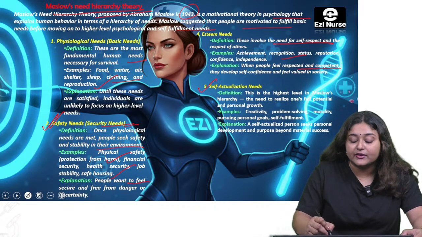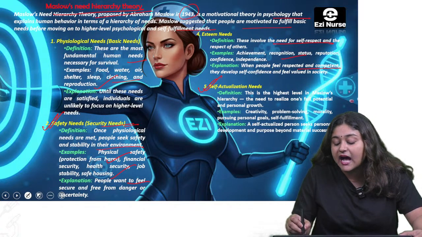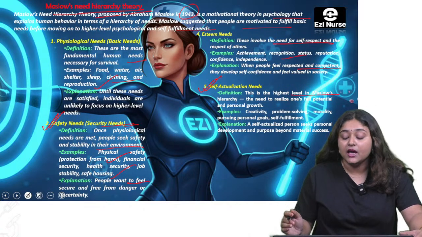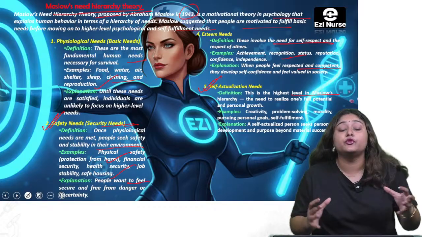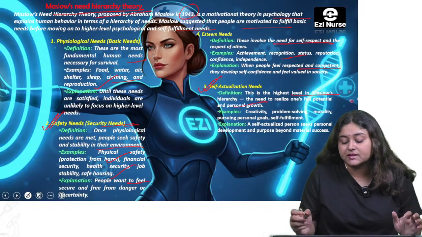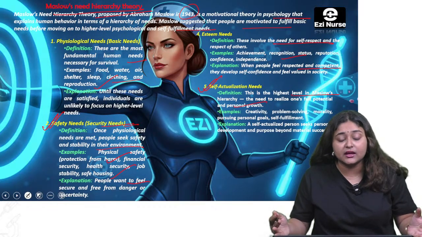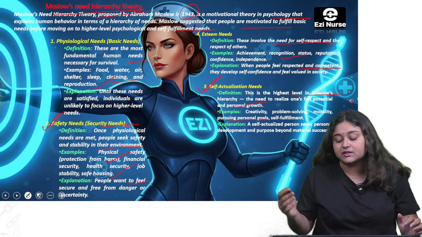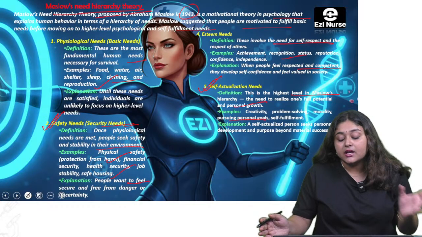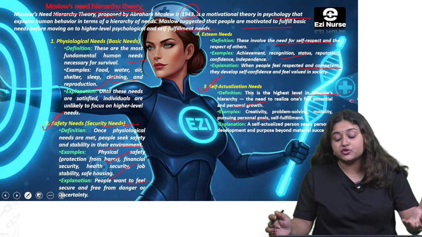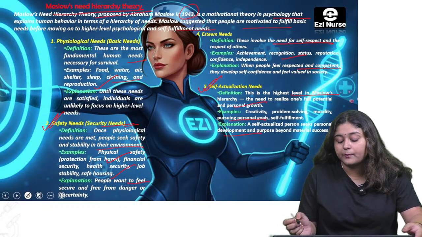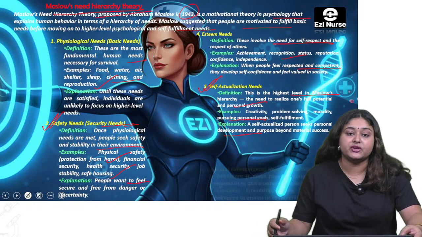Now come to the self-actualization need. So this is the highest level in Maslow's hierarchy. So this need is realizing one's full personal competence or personal growth. For example, creativity, problem solving skills, critical thinking skills, morality, pursuing personal goals, self-fulfillment, etc. So what is the explanation? The self-actualized person seeks personal development and purpose beyond material success.